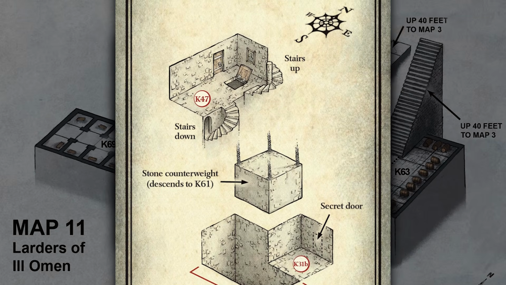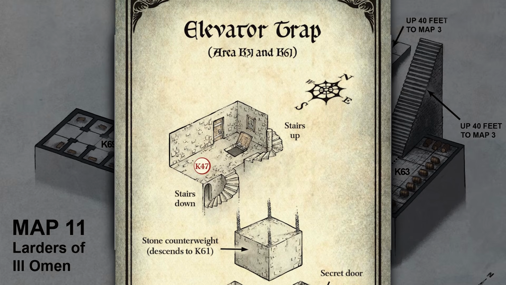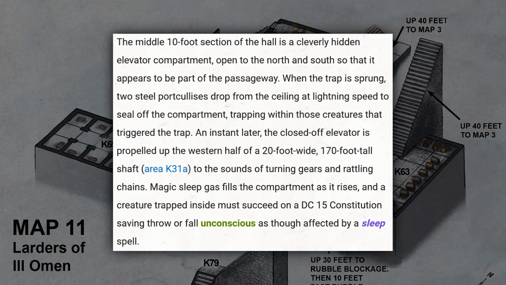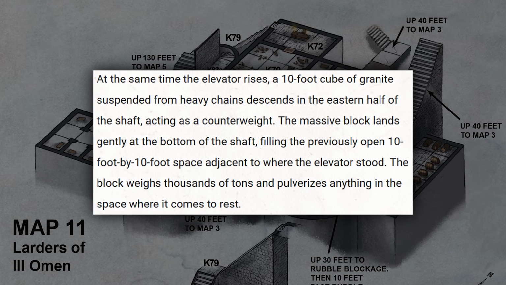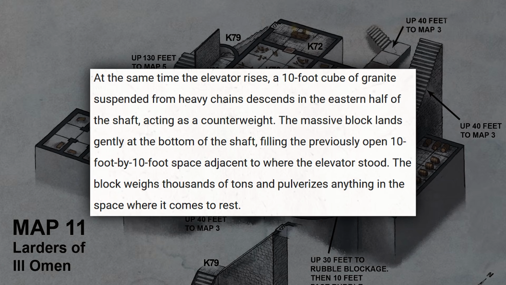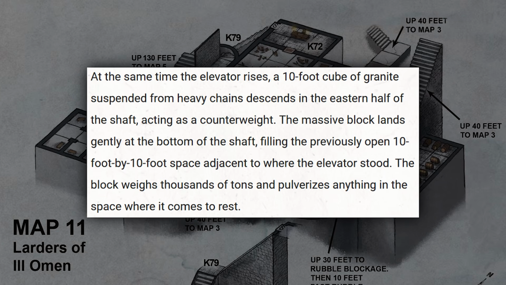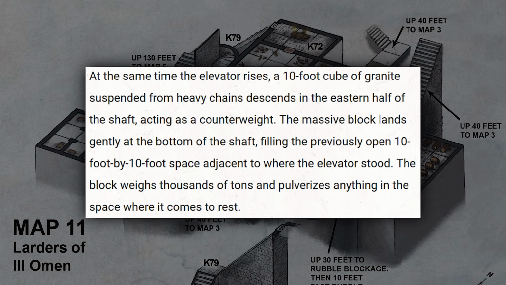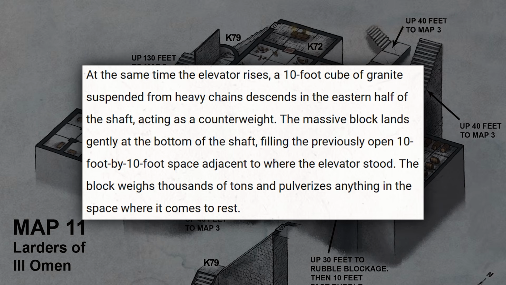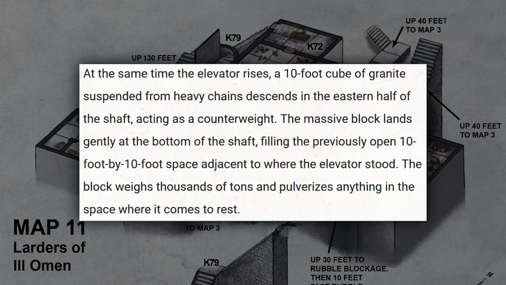Magic sleep gas fills the compartment as it rises, and a creature trapped inside must succeed on a DC 15 Constitution saving throw or fall unconscious as though affected by a sleep spell. At the same time the elevator rises, a 10-foot cube of granite suspended from heavy chains descends in the eastern half of the shaft, acting as a counterweight. The massive block lands gently at the bottom of the shaft, filling the previously open 10-foot by 10-foot space adjacent to where the elevator stood. The block weighs thousands of tons and pulverizes anything in the space where it comes to rest.